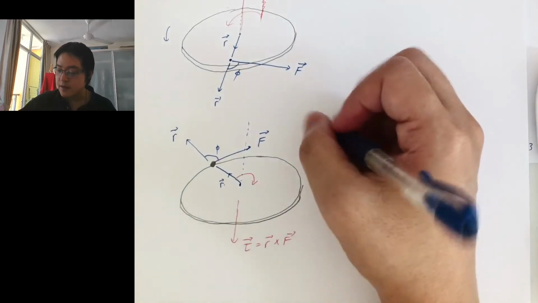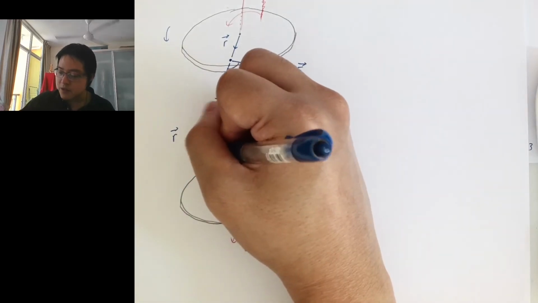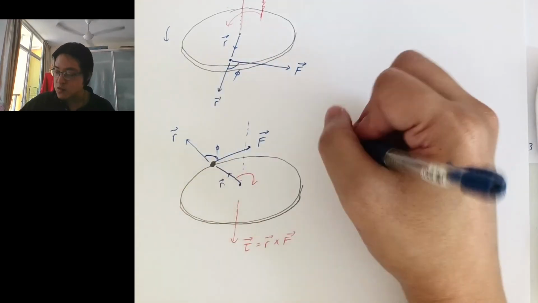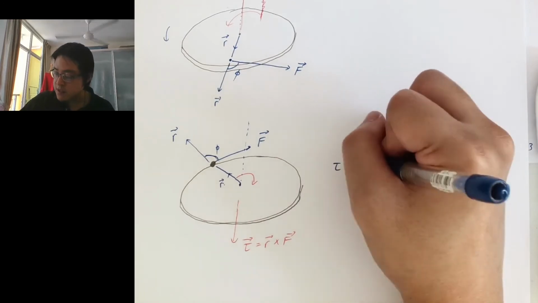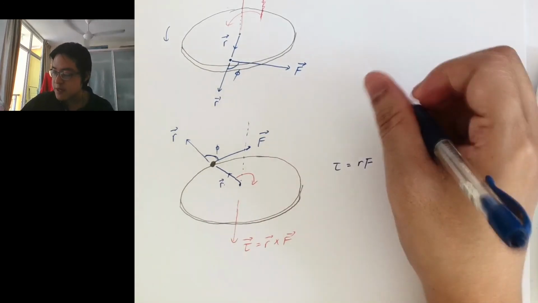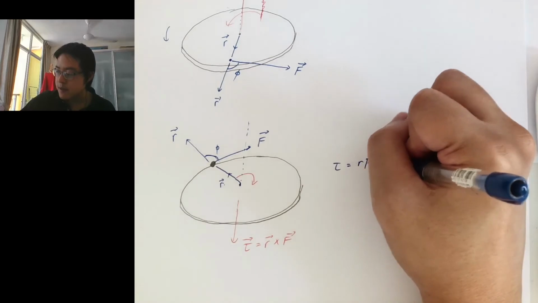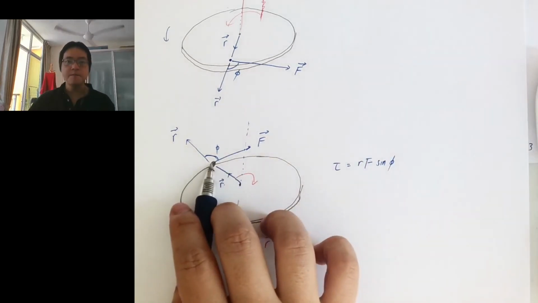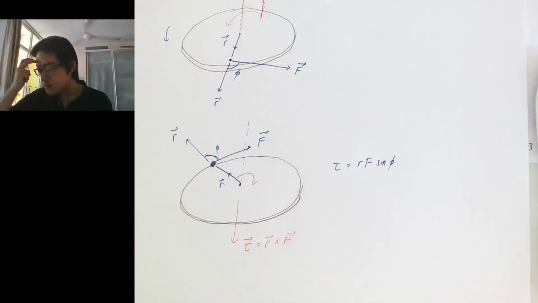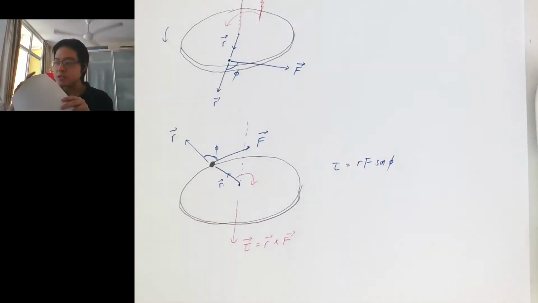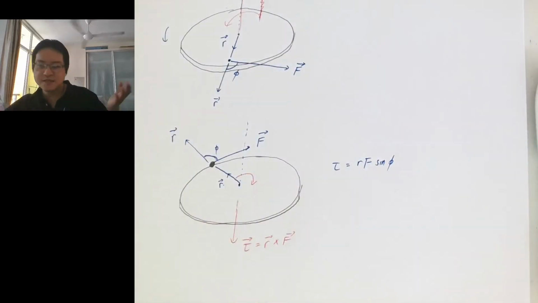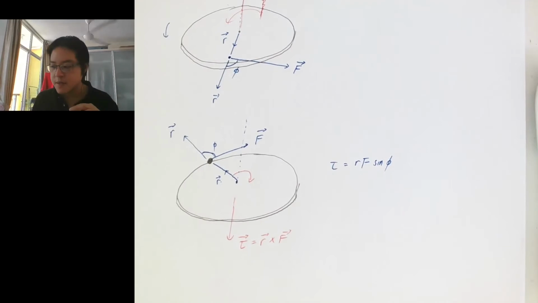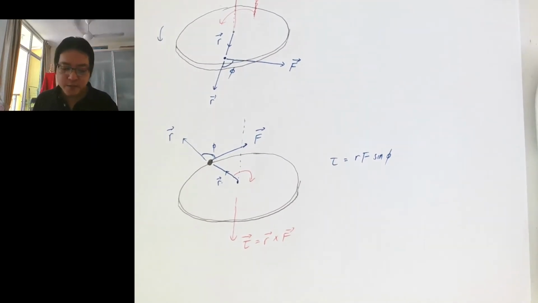And again, if you want to get the magnitude, you find the angle between the two. Then the magnitude is just the magnitude of R times the magnitude of F times sine phi, the sine of this angle. A lot of the questions end up being 90 degrees because it's just how forces work, but it could be anything.